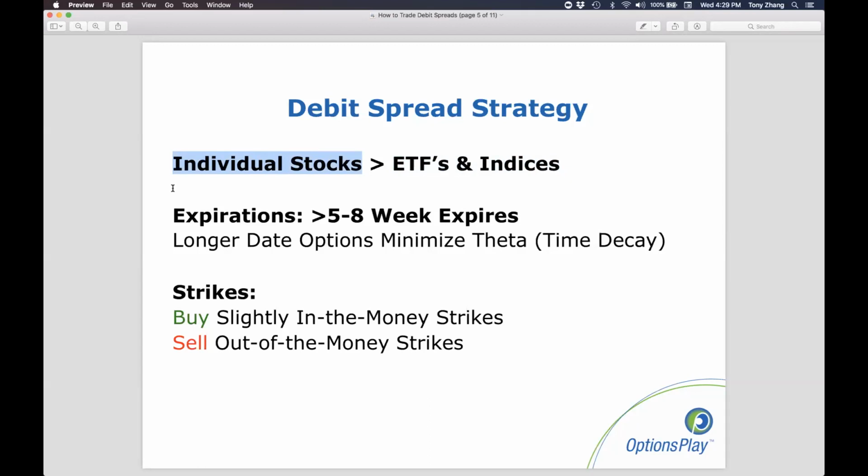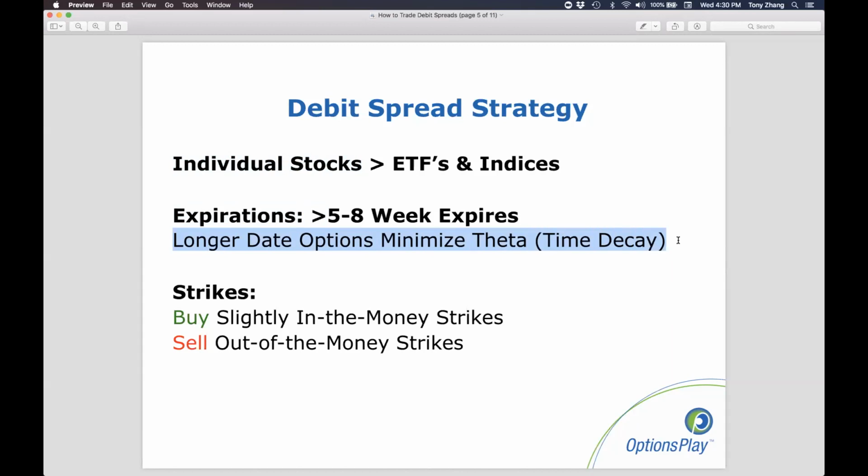When it comes to selecting expiration dates, this is where it's very similar to buying a long call or a long put, meaning you generally want to go a little further out in time. At least 5 to 8 weeks out is usually the minimum time frame that you want to utilize for a debit spread strategy. And the reason for this is really because longer dated options minimize theta, or time decay. And you really want to minimize that time decay whenever you're long options.